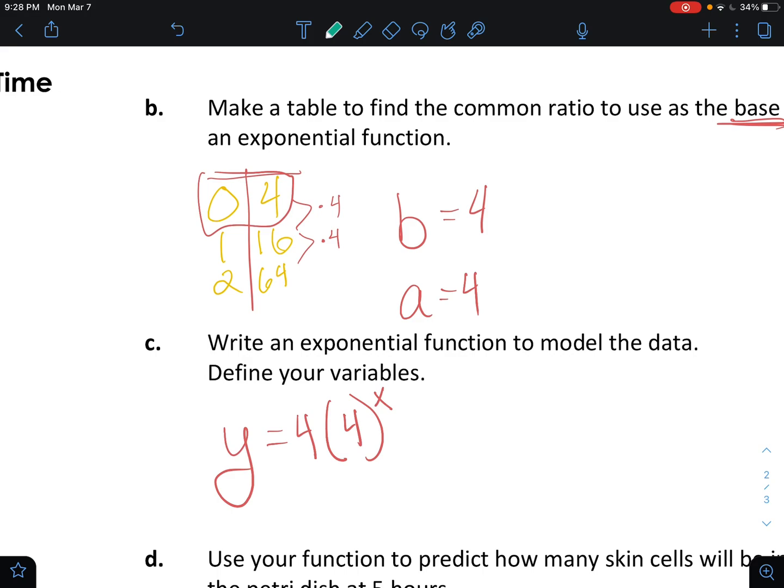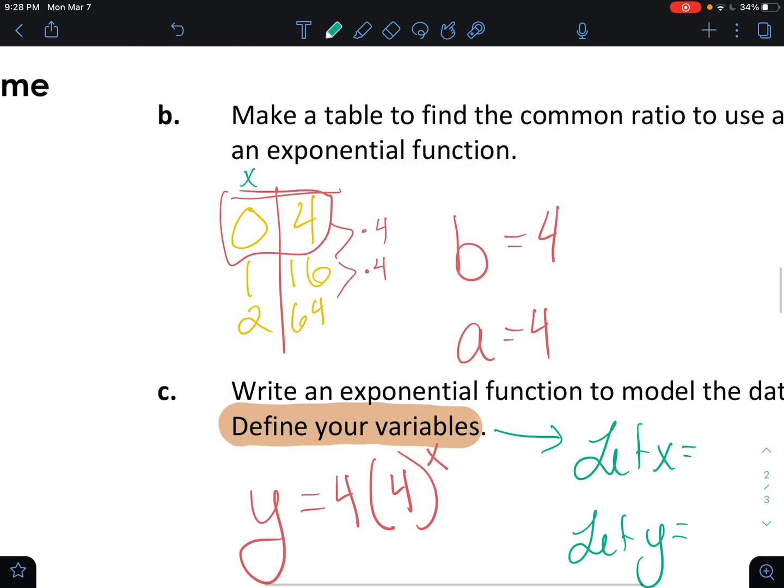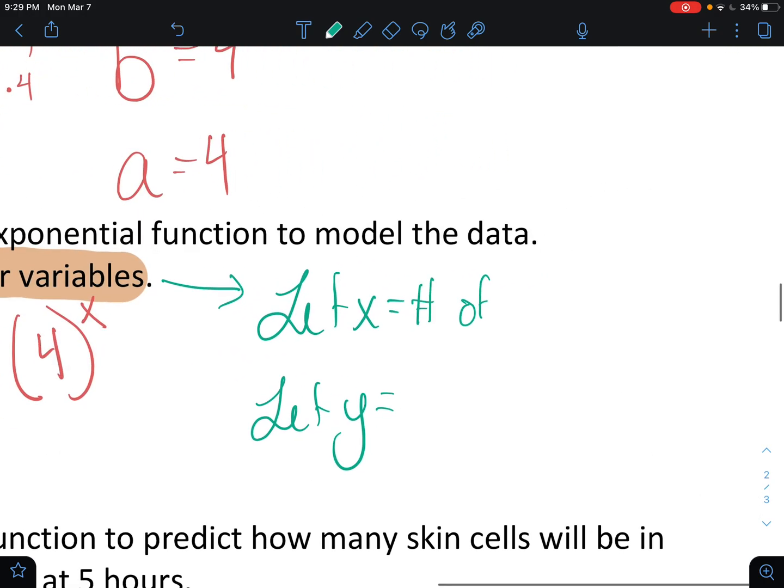Now this next part says define our variables, so we cannot forget to define our variables. So that's where we have to think, let x equal and let y equal. Well, since we have a graph, that's actually pretty easy because we know our x-axis right here says time. You can also think about the x side of your table being time. Once we get to writing from a table, that's what we'll do. So we're going to let x equal the number of hours. We're going to let y equal, if we look at our y-axis, that's the skin cells, so number of skin cells.